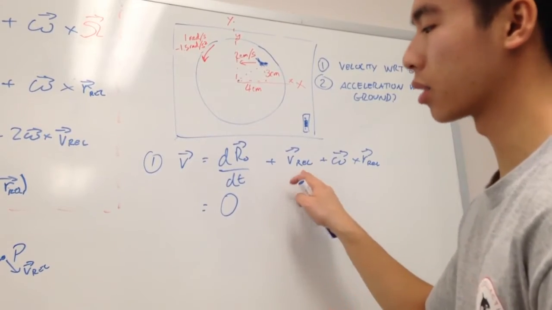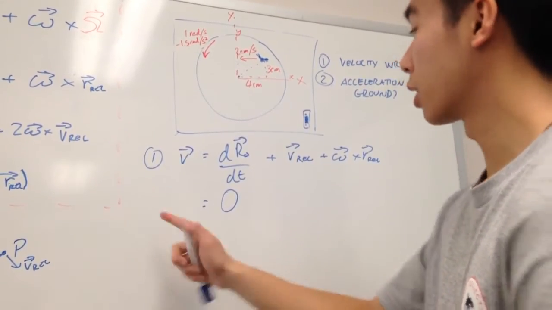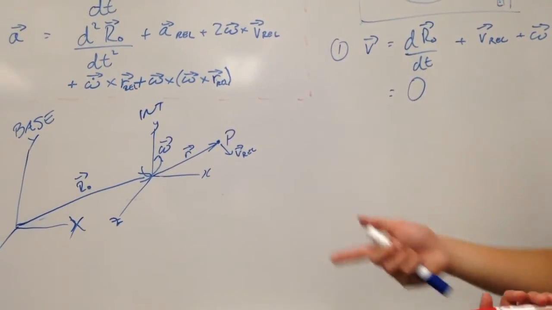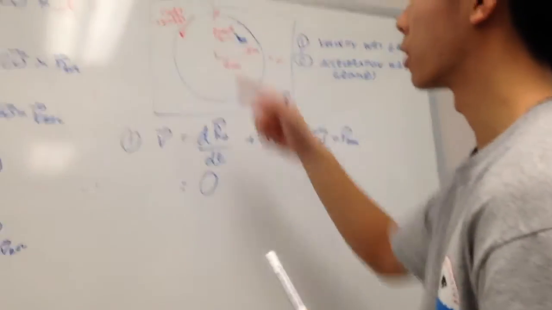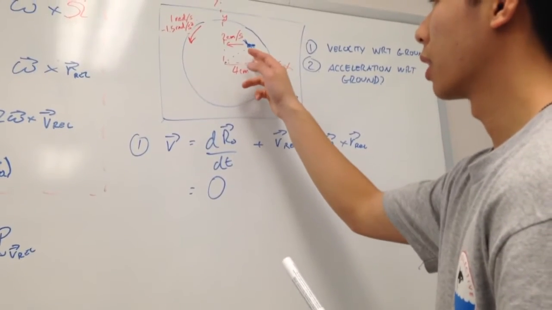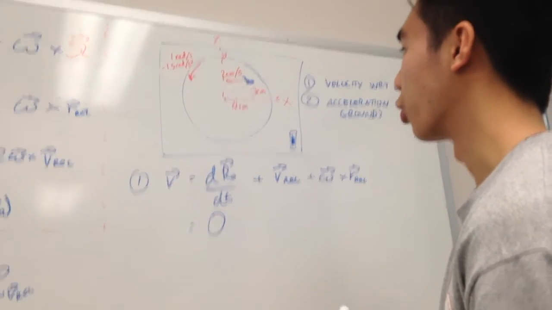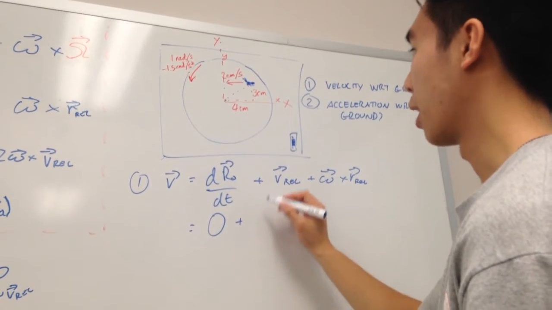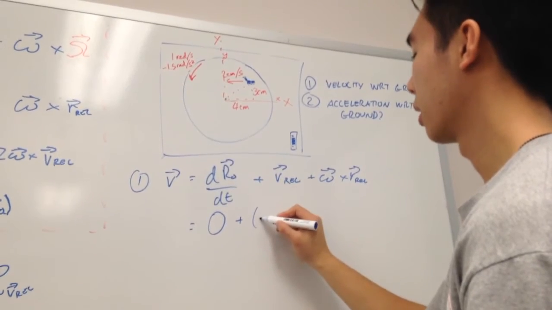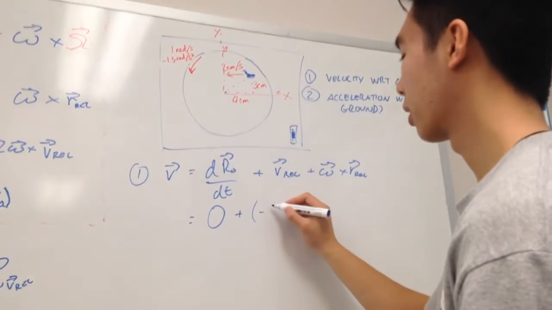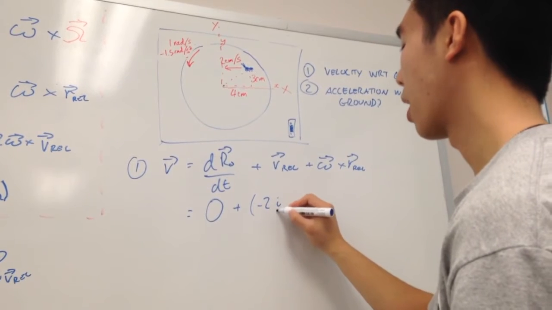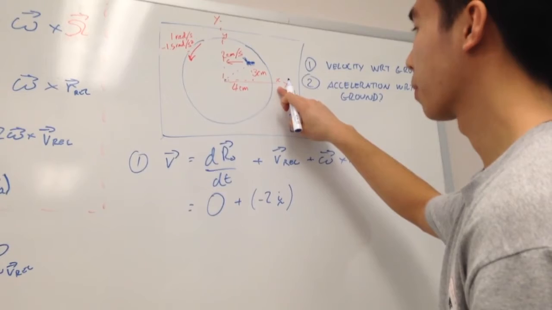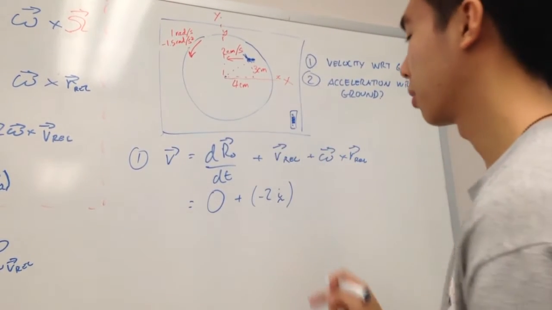VREL, so what's that again? It's the velocity of our point of interest, the ant, with respect to the intermediate reference frame. So we know that this is 2 centimeters per second to the left. So this is going to be negative, and we'll work in centimeters, negative 2i, where i is the vector for the x direction.